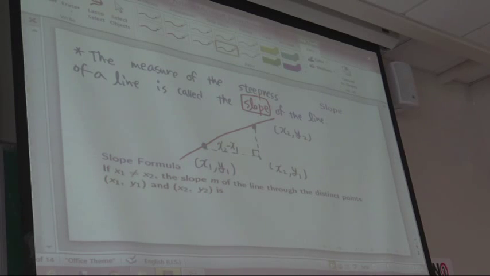And this length is x2 minus x1, and the height is y2 minus y1. Now slope is defined as the ratio between y2 minus y1 and x2 minus x1. This ratio determines the stiffness.